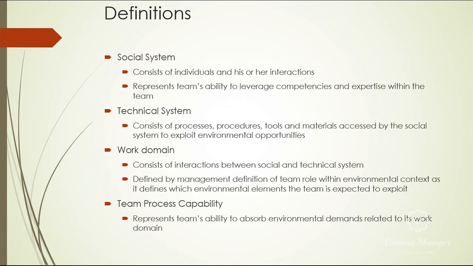So, definitions, really quick. These are the four main definitions that I'm going to be using in this paper. When I discuss a social system, it generally consists of individuals and their interactions. And it represents a team's ability to leverage competencies and expertise within the team. This is important because the social system is not just the people in the team, but how they are able to leverage each other's expertise.